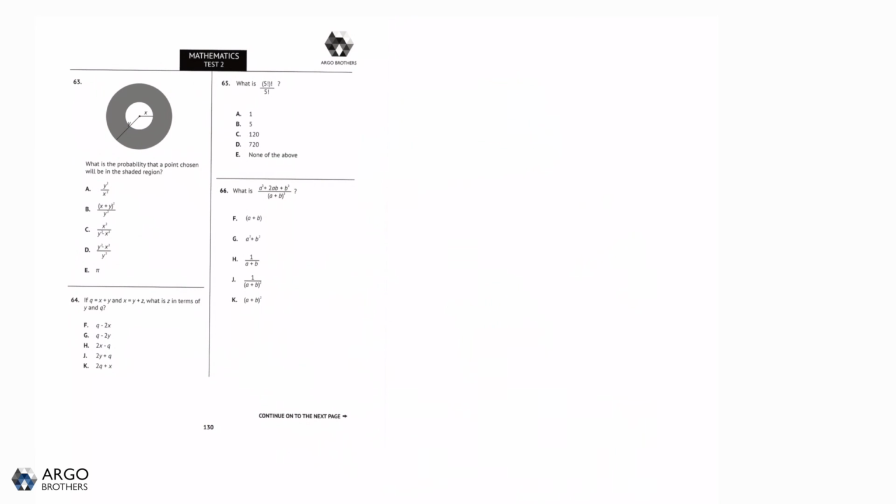Question 64: if q is equal to x plus y, and x is equal to y plus z, what is z in terms of y and q? Automatically, you should understand that you're given this value over here for a reason, okay? You want to plug this value into this, right? We know that x is equal to y plus z. Therefore, let's substitute that entire value into this equation over here. So it becomes q is equal to y plus z, I'm getting it from here, plus y, okay? This is the same thing as q is equal to x plus y.